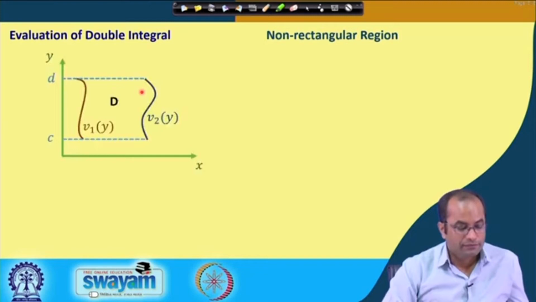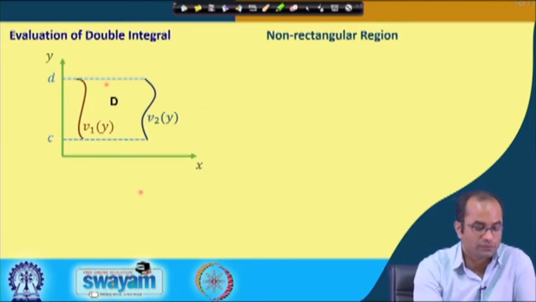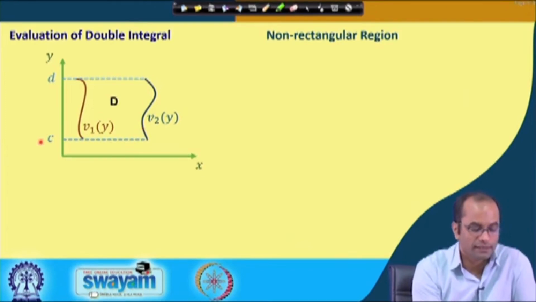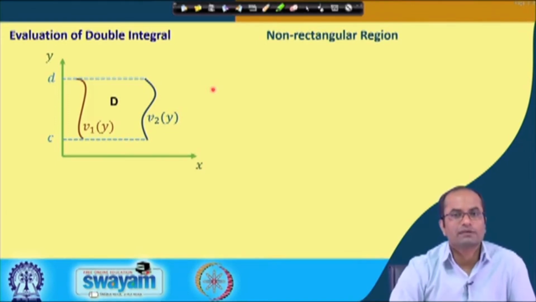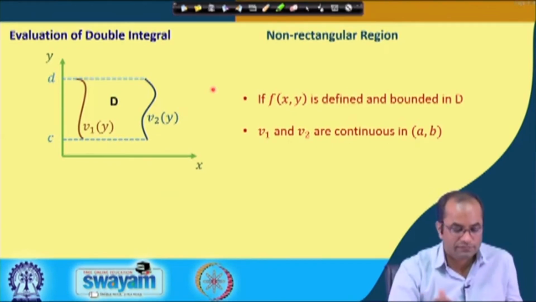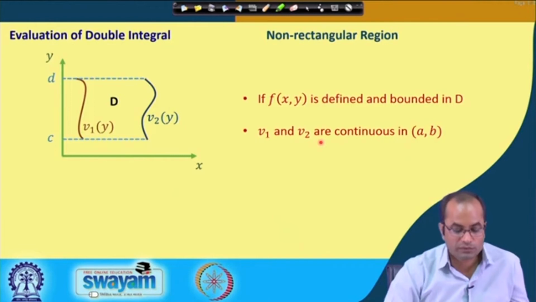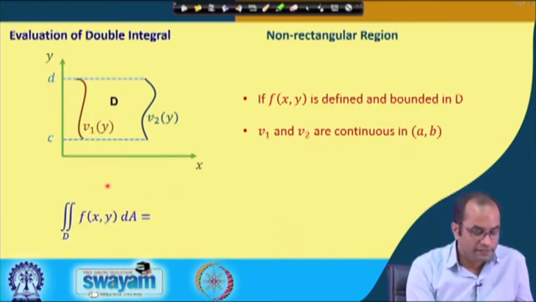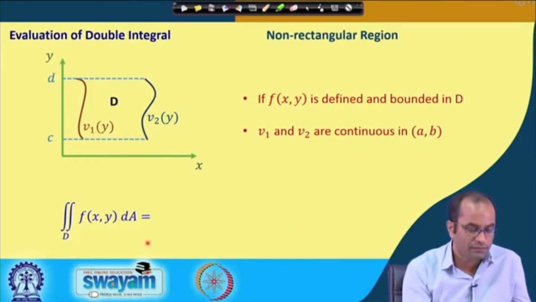And if we have, for example, the domain given in this figure, here there is a curve which depends on y. So, we have v1(y) to v2(y), and in y we are going from c to d. This is just the other way around from the earlier one. For this case also, f(x, y) is defined and bounded, and v1 and v2 are continuous.